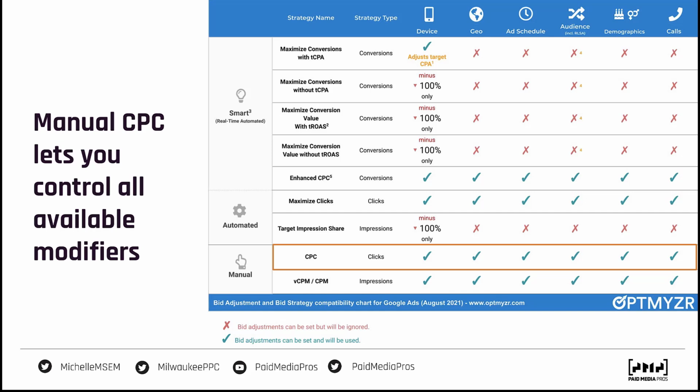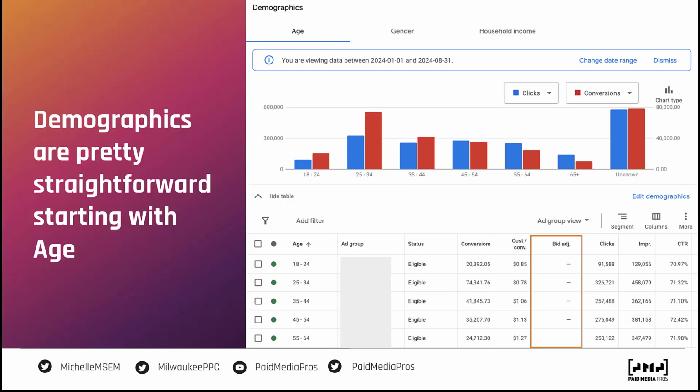As you can see in the orange box, Manual CPC lets you adjust every single one of these 6 bid modifiers within your Manual CPC campaign. To do that, it's pretty simple. Just go into the Google Ads interface, find the demographics section. They've got a breakdown for age.